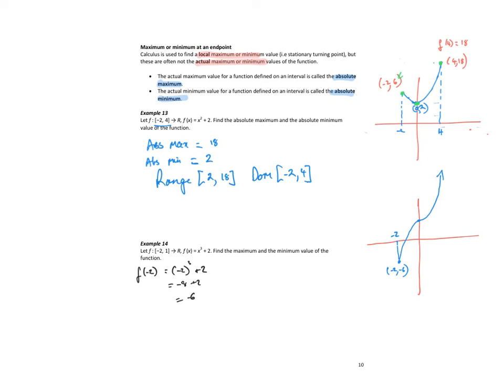The other point is at x equal to 1. So if I put 1 in there, f of 1 is equal to 1 cubed plus 2, which is equal to 3. So my other point at x equal to 1 is the point (1, 3), and that's my point of inflection. Find the maximum and minimum value of the function. So clearly we can see the maximum is 3, the minimum is equal to -6.